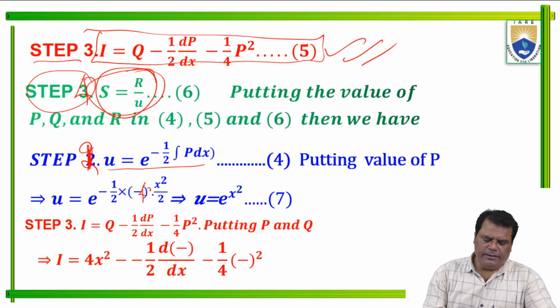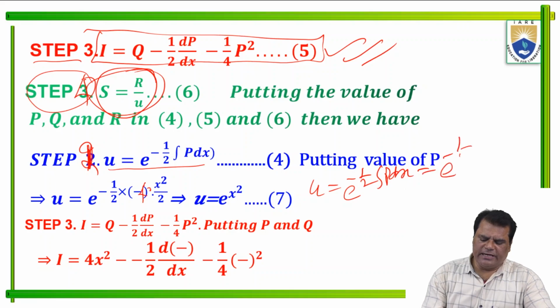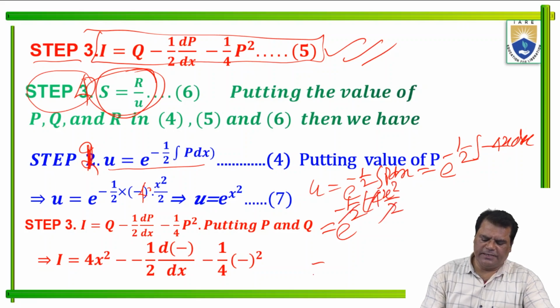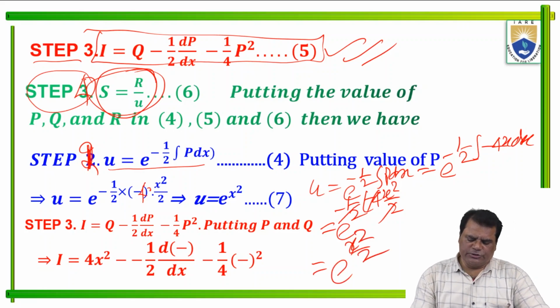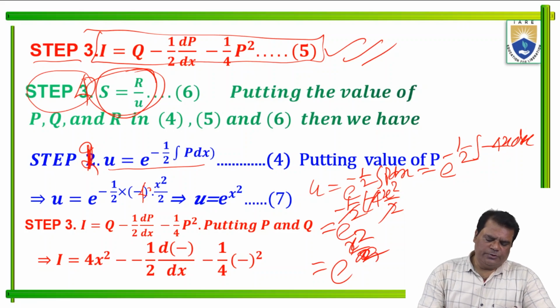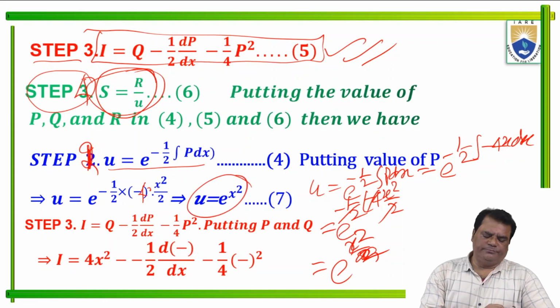Here, putting u equal to e to the power minus half integral p dx. So e to the power minus half integral of p, which is minus 4x, dx. Here e to the power minus half, minus 4 into x squared by 2. So minus minus becomes plus, and we get e to the power x squared, only x squared, not 2. So this result is e to the power x squared, this is the formula.